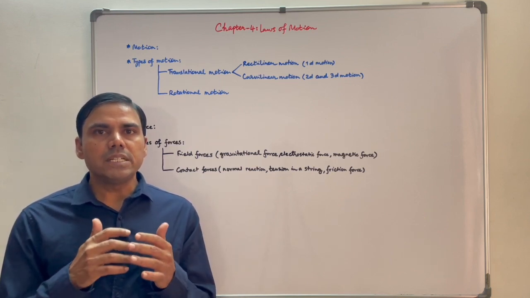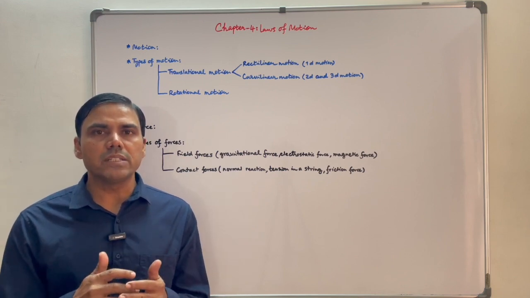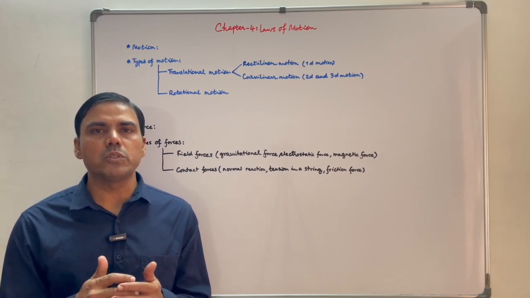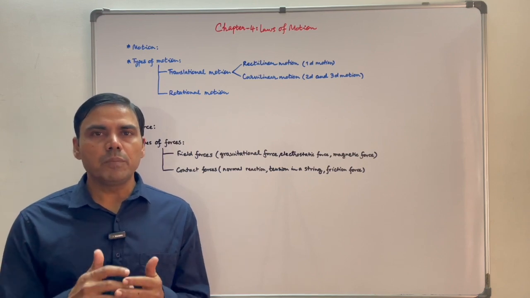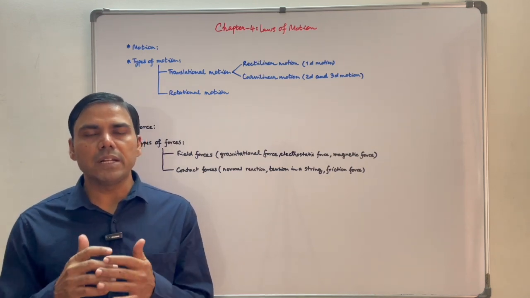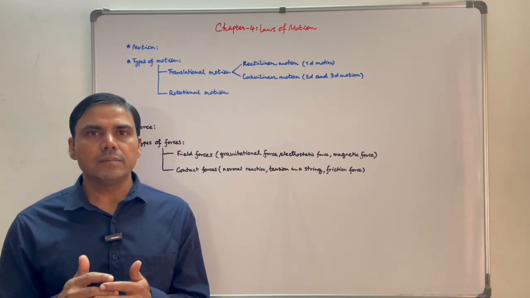When an object changes its orientation without changing its position, its motion is called pure rotational motion. For example, a rotating ceiling fan. An example of both translational as well as rotational motion can be the tires of a moving car.